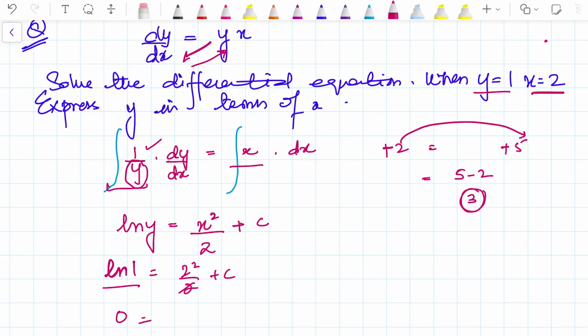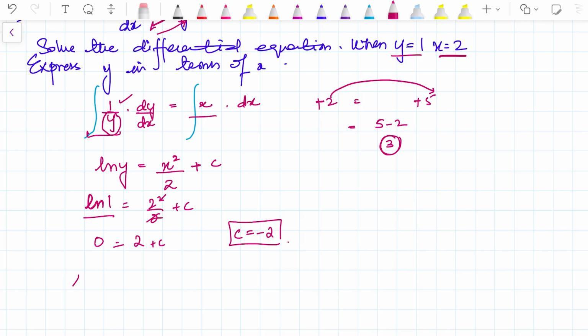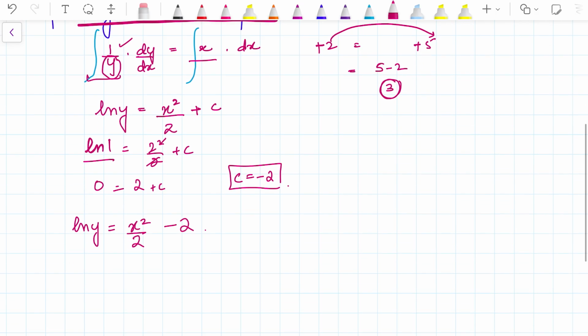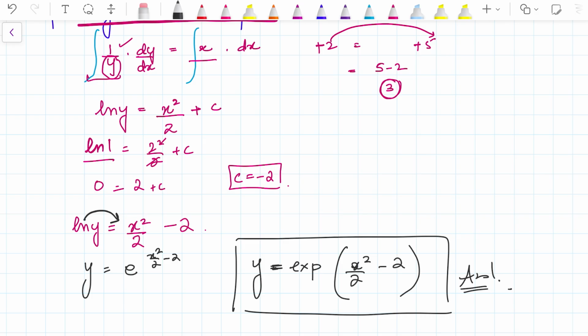ln 1 is 0. C is equal to minus 2. So now, ln y is equal to x square upon 2 minus 2. We have to express y in terms of x, meaning we have to make y the subject. So how do we make y the subject? We move ln to the other side, so it becomes e to the power. Or you can write y is equal to exponential of x square upon 2 minus 2. That's going to be my answer.